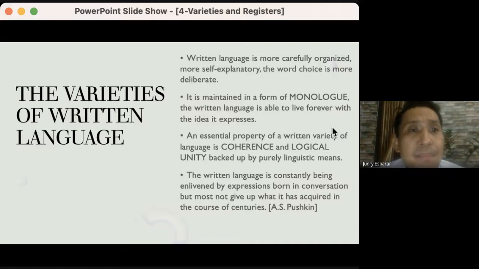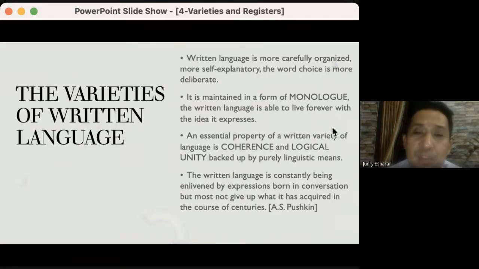Okay, so written language is more carefully organized, more self-explanatory. The word choice is more deliberate. One student mentioned earlier that when we communicate, we have to be precise, we have to be simple, we have to be direct. Actually, in written language, that is one of the principles. When we communicate through letters, we need to be precise. Same with communicating through text messages, right?